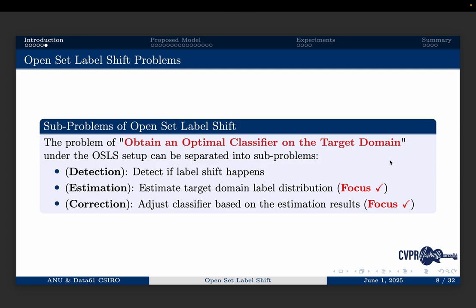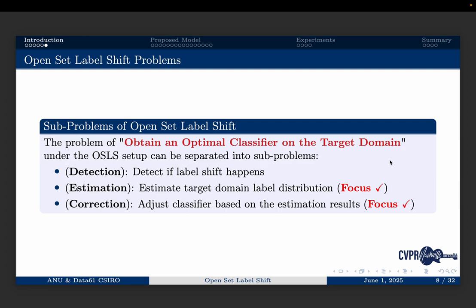Three sub-problems usually appear in open set label shift. Firstly, we want to make sure whether label shift happens, that is the open set label shift detection problem. If we find the label distribution is the same between the source and target domain, then we may not need to adjust the classifier.